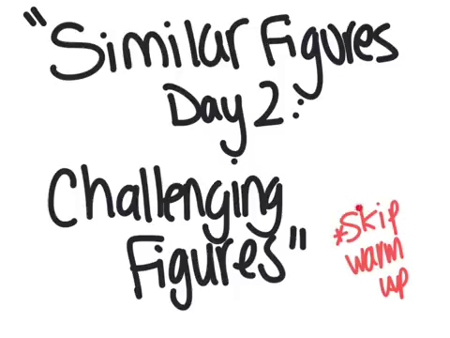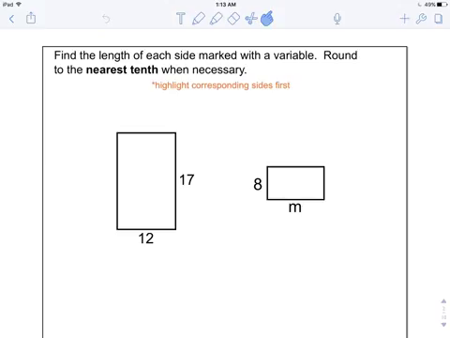We'll skip the warm-up on this one today, and jump right into our first new problem. Page 2 in this file has this problem on it. It tells us to find the length of each side marked with the variable. The new part here, the thing that we haven't been really doing lately, is rounding it to the nearest tenth. You'll notice that these are both rectangles, but the second one is turned.